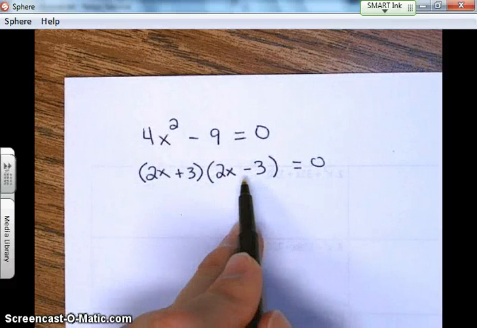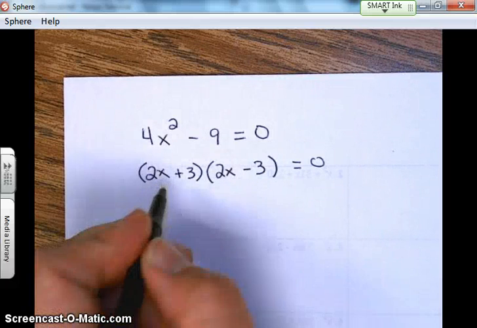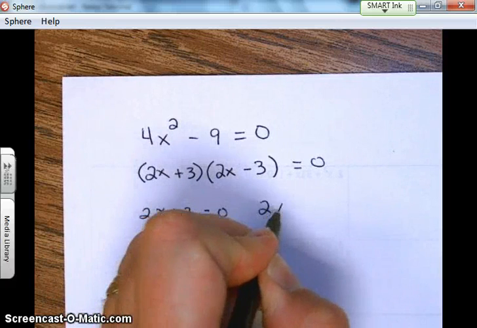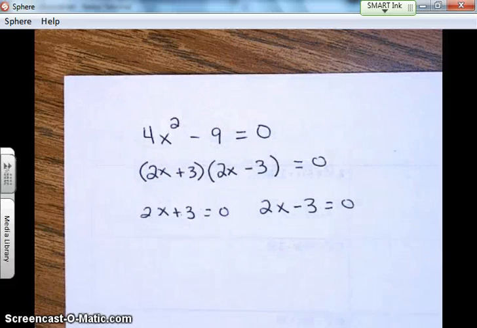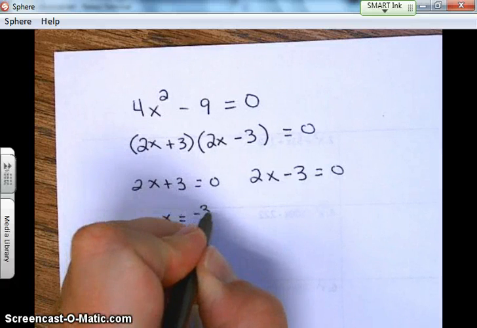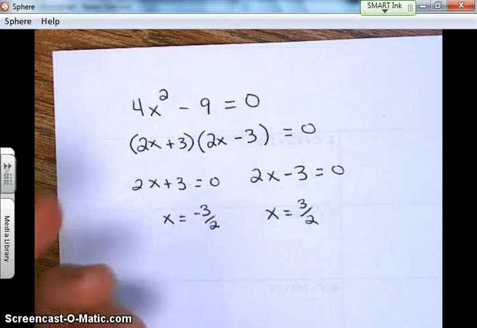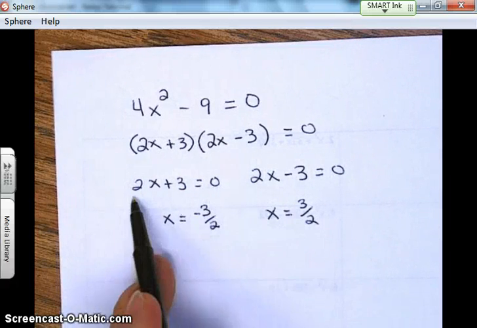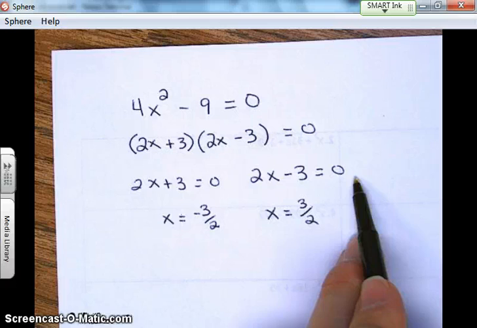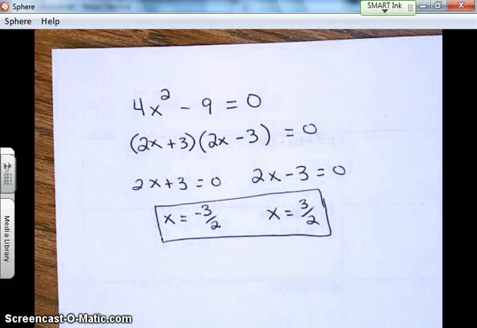Once you've factored it, don't stop here. You need to set each factor equal to 0 and solve each one for x. Alright, here I subtracted the 3 and I divided by 2. So I got negative 3 halves. Added the 3, divided by 2, 3 halves. Okay?